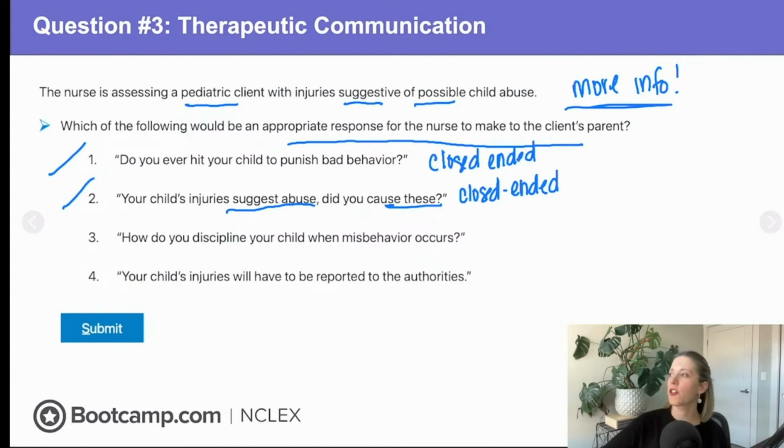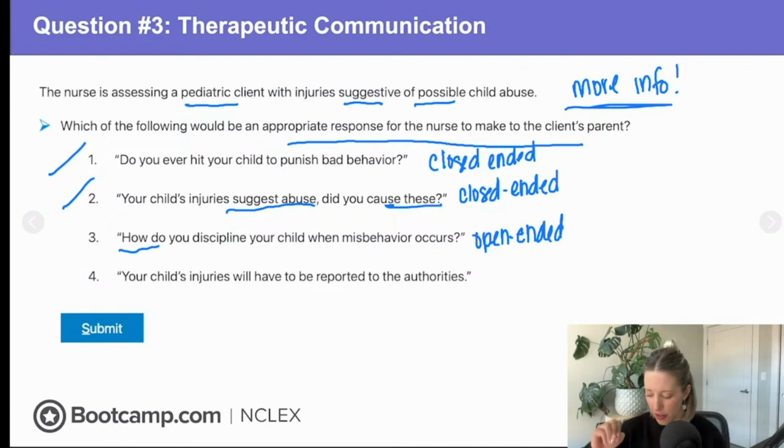Okay, number 3. How do you discipline your child when misbehavior occurs? What do you think? Stella, I see your comment. Rude nurse. Yes, we don't want to be a rude nurse. Okay, number 3. How do you discipline your child when misbehavior occurs? I like this one more because we're just asking how, right? We're not implying that they're doing anything wrong. We're just asking what things look like at home, right? That's an open-ended question. There's no judgment there. We're just wanting to get some more info. Tell me more about that, right? So I'm liking number 3, and I see a lot of you chose that as well.